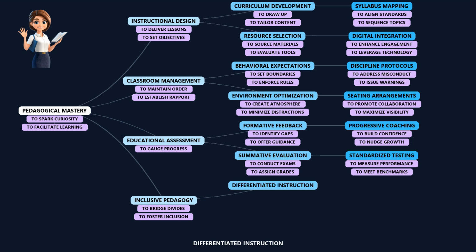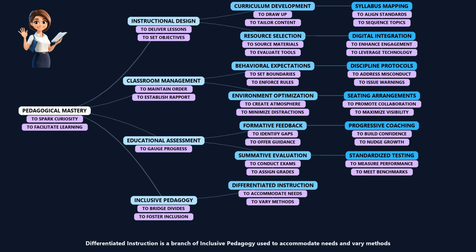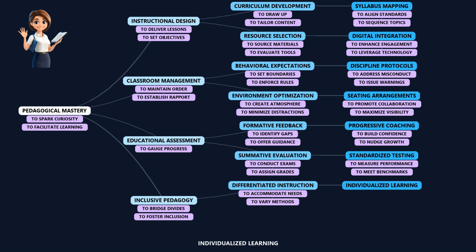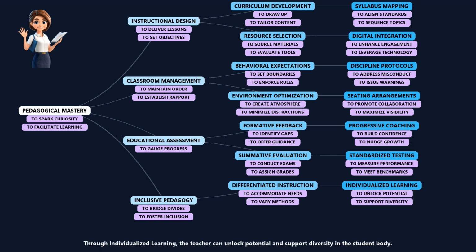Differentiated instruction. Differentiated instruction is a branch of inclusive pedagogy used to accommodate needs and vary methods for different learning styles. In other words, we are changing how we teach so that every single student can understand. Individualized learning. Through individualized learning, the teacher can unlock potential and support diversity in the student body. Simply put, we are finding a student's secret talent and helping everyone feel like they belong.